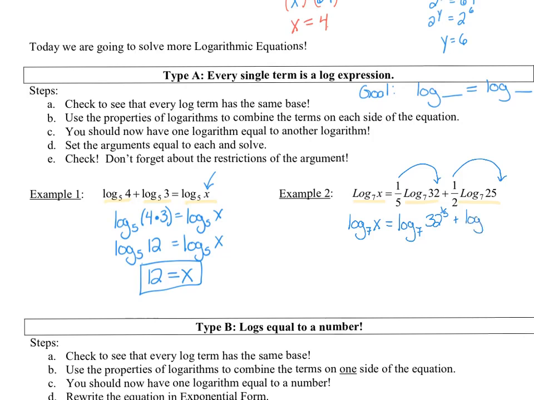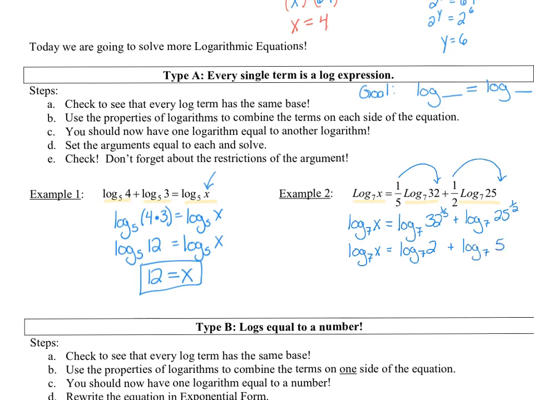So now we really have log base 7 of 32 to the 1/5 and log base 7 of 25 to the 1/2. I'm going to simplify this a little bit further before I combine. So 32 to the 1/5. When you raise something to a fractional exponent, remember that's just a radical. So 32 to the 1/5 is the same thing as the 5th root of 32, which is 2. And 25 to the 1/2 is the same thing as the square root of 25. So that just simplifies to 5.